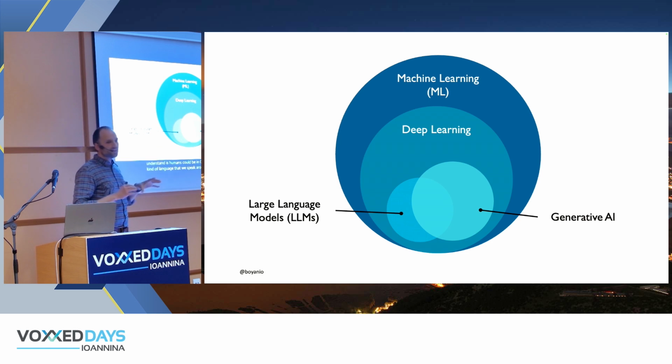So we have the machine learning space, we have deep learning underneath, and then we have generative AI and large language models. They do intersect, but they're not really the same thing.